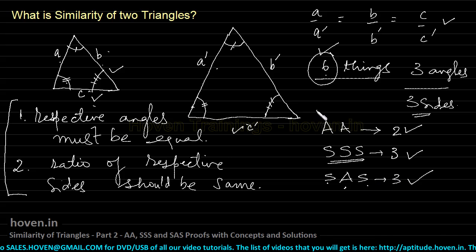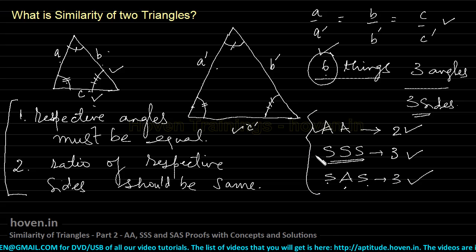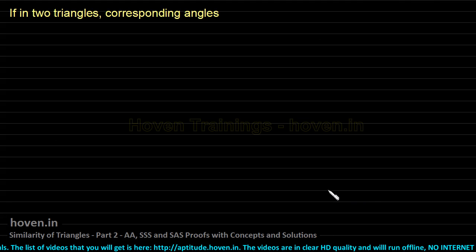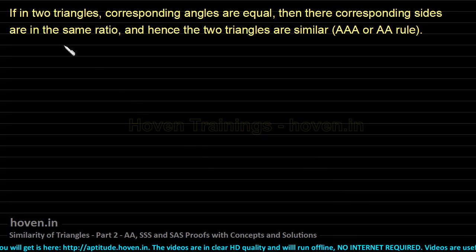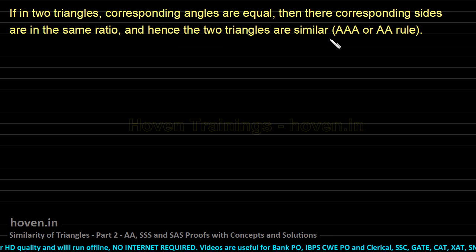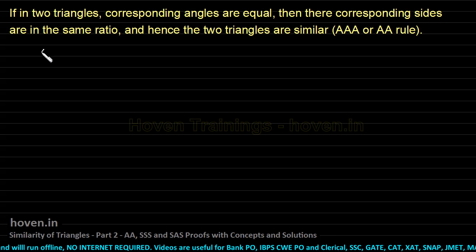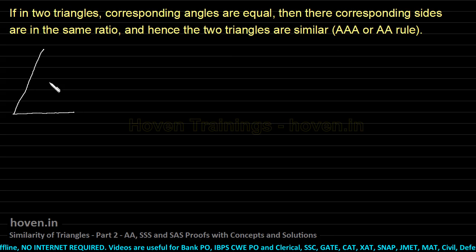The objective of today's discussion is to prove these things and take up one example. So let us proceed with our AA rule right now. If in two triangles corresponding angles are equal, then their corresponding sides are in the same ratio and hence the two triangles are similar. Let me draw a diagram to explain the situation.